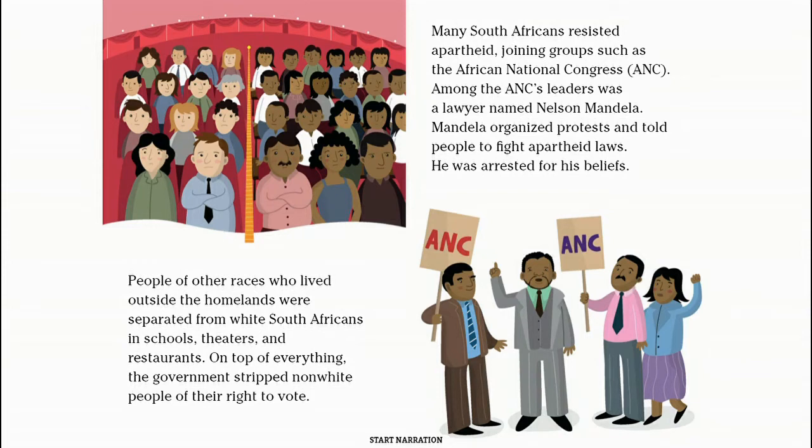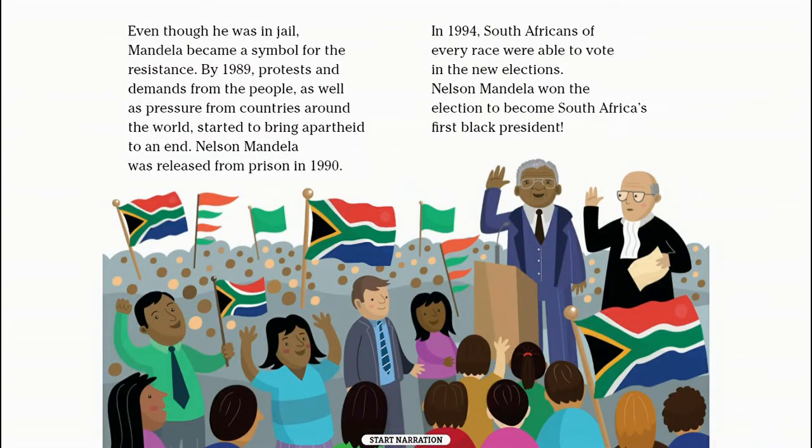So this African National Congress, the ANC, led by Nelson Mandela, they fought the government, and he was arrested. Even though he was right, he was arrested. Even though Nelson Mandela was in jail, he became a symbol of resistance, a symbol of fighting for what's right. By 1989, protests and demands from people, as well as pressure from countries around the world, started to bring apartheid to an end. Other countries were looking at South Africa and saying, you are not being fair to all the people there. You should do better.